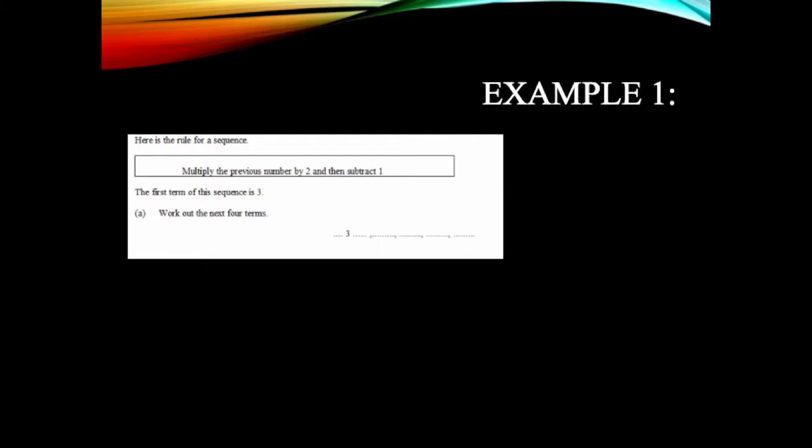So it's actually telling us the rule straight away. Multiply the previous number by 2 and then subtract 1. Okay, fair enough. The first term of the sequence is 3. Work out the next 4 terms. Okay, so first number was 3. How are we going to work out the next ones?